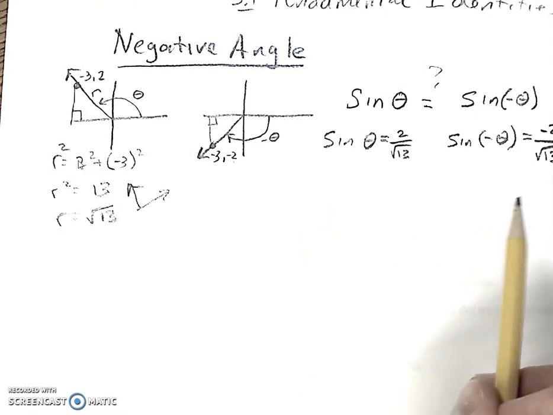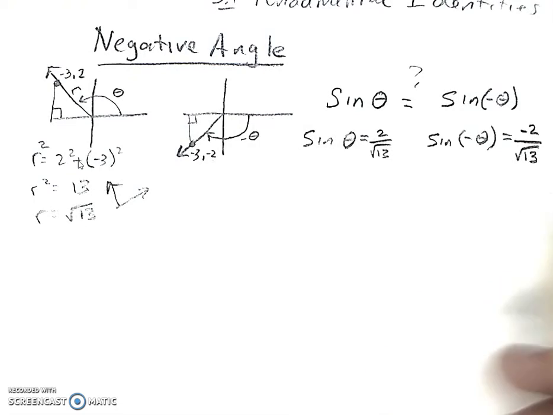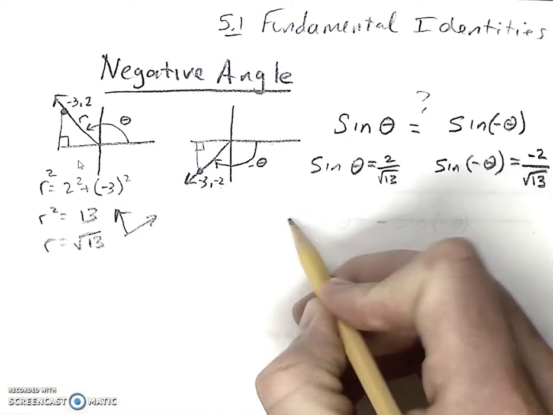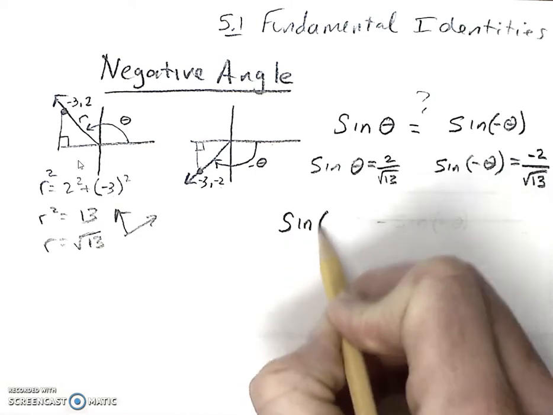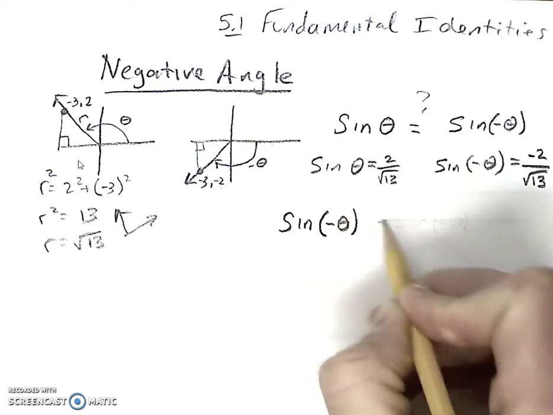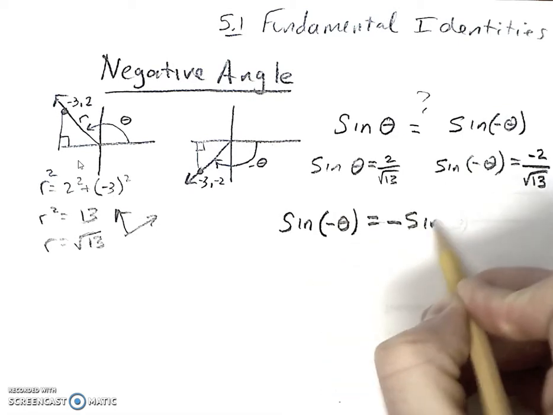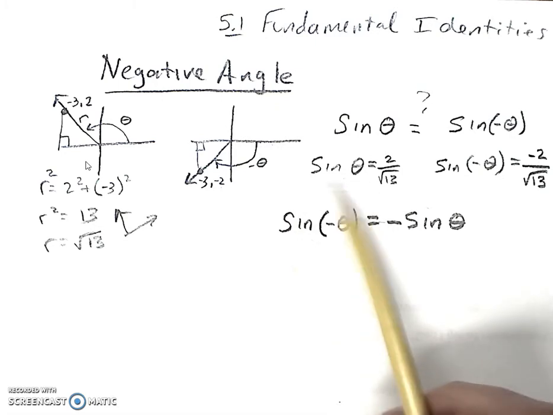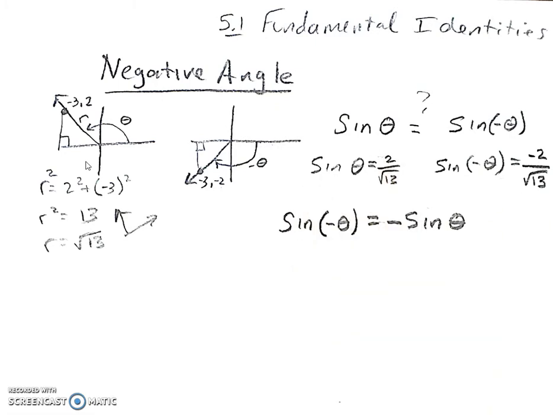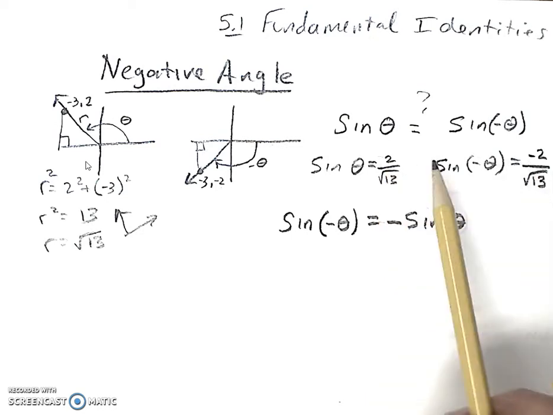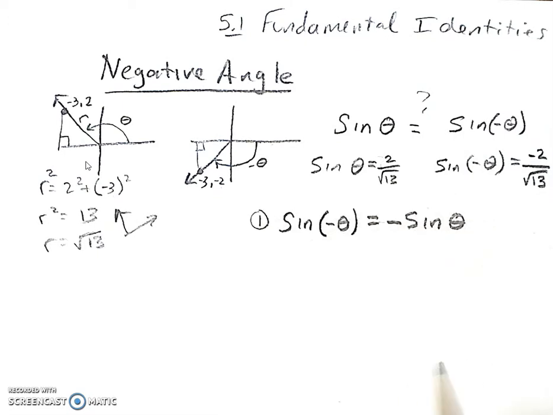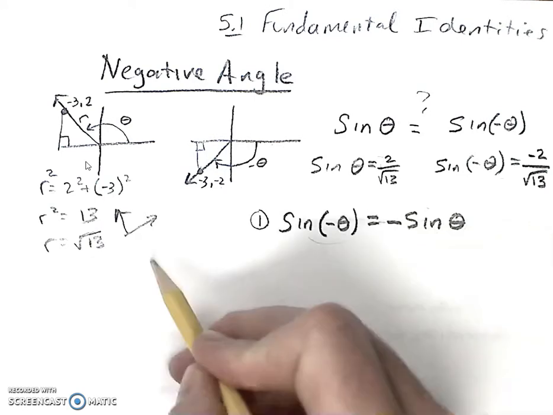So to generalize this relationship, the identity is going to be that the sine of negative theta equals negative sine theta. All right? And you can see that here. The sine of negative theta is this times -1. If you threw a -1 in front of the 2, it would be equivalent. So that's our first negative angle identity, and we can find the rest of them.